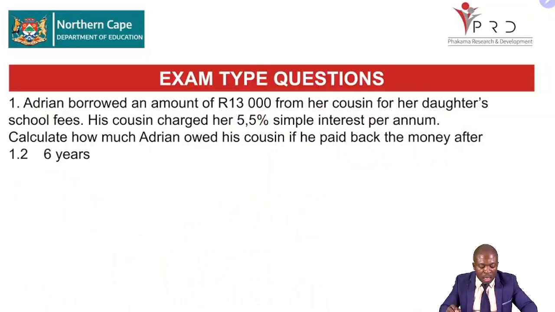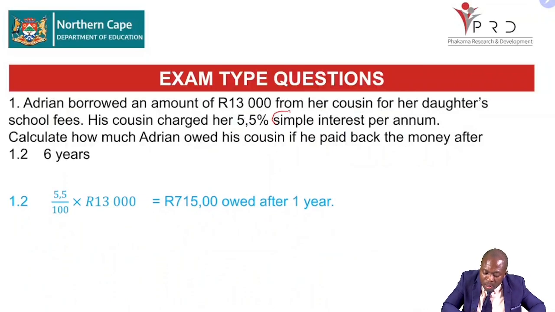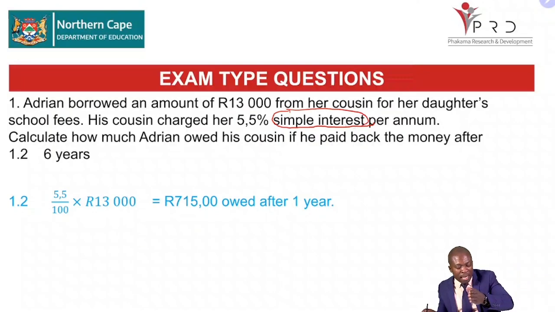So now let's look at exam type questions. Here we have the same value, but this time is for 6 years. So let's check. For 6 years, how should we do it? Just like the same approach. Remember, the key point is that we are still working with simple interest. So what I'm saying to you is that with simple interest, you calculate it for 1 year, and from there you multiply it by the number of years.